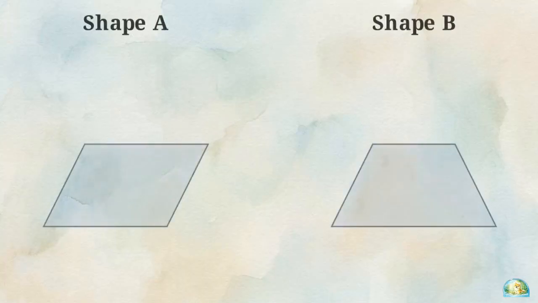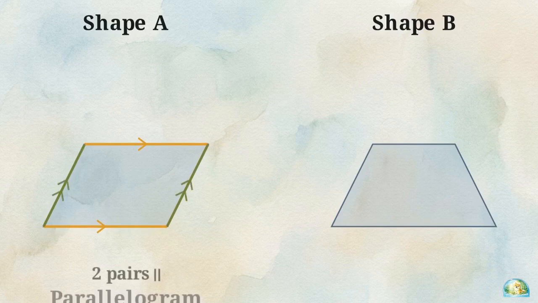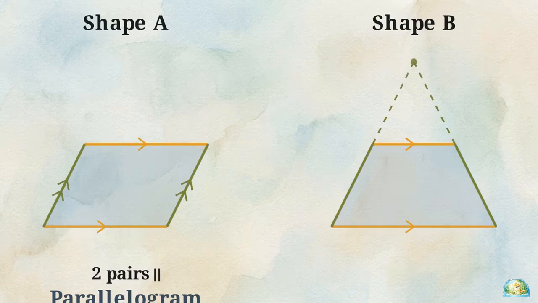Here we have 2 different slanted fields. Notice that neither shape has a square 90-degree corner. Even without right angles, we can still use the parallel check. In shape A, both sets of opposite sides run parallel to each other. With 2 pairs of parallel sides, shape A is classified as a parallelogram. In shape B, only the top and bottom sides run parallel. The side borders are slanted at angles that would eventually cause them to cross. Because it possesses exactly 1 pair of parallel sides, shape B is categorized as a trapezoid.